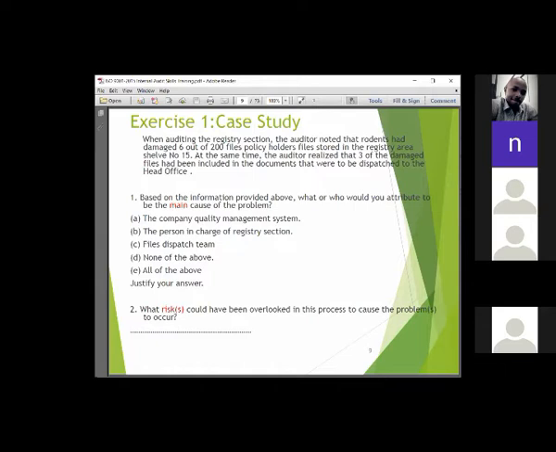Somebody else, what other risk? Things happen because some risks have not been identified, they have not been taken care of. So once in a while, you find things going haywire. So what could have been overlooked?